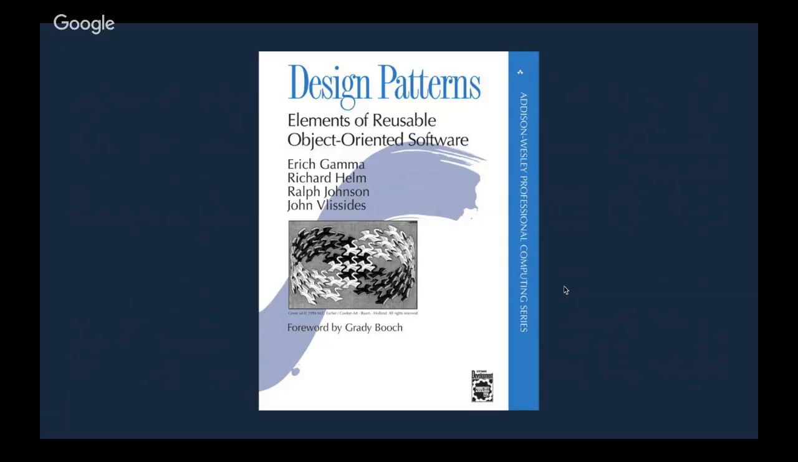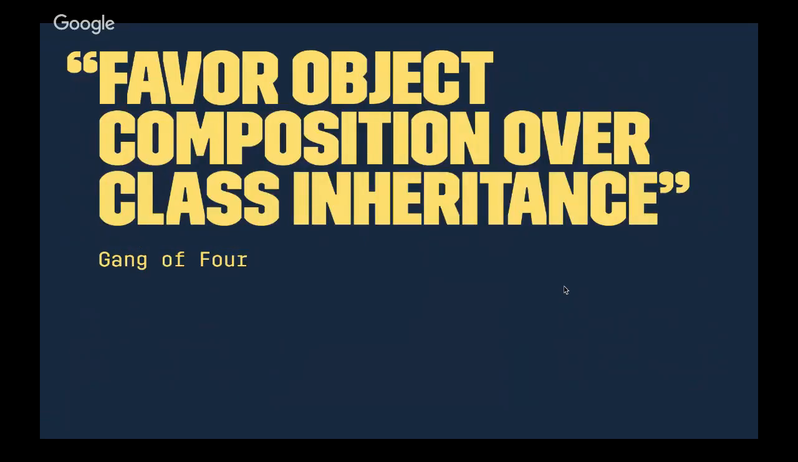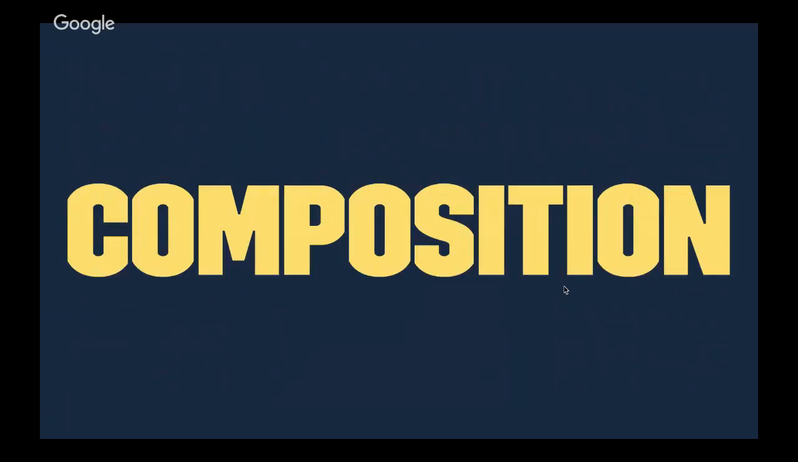I think a lot of people's familiarity with design patterns comes from this classic book. If you can't see that too well, that's Design Patterns: Elements of Reusable Object-Oriented Software. And while it is a book about object-oriented programming, even in that book, it mentions to favor object composition over class inheritance, which you may have heard. I'm not going to talk too much about it, but I do want to dig into that word composition today.